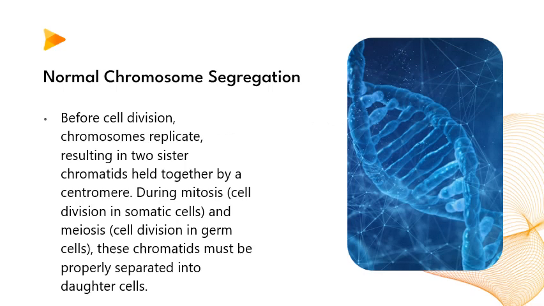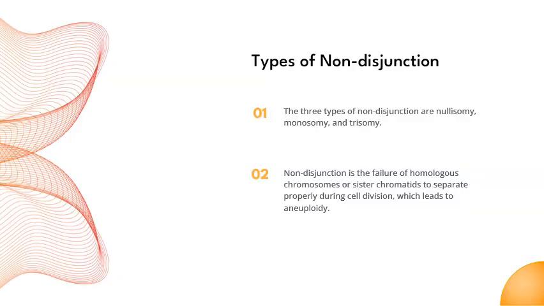So let's do a quick rundown of normal chromosome segregation. Before cell division, chromosomes replicate, resulting in two sister chromatids held together by a centromere. During mitosis and meiosis, these chromatids must be properly separated into daughter cells. There are three types of non-disjunction. There is nullisomy, monosomy, and trisomy.